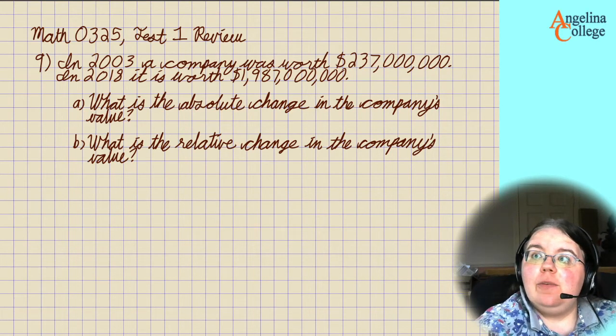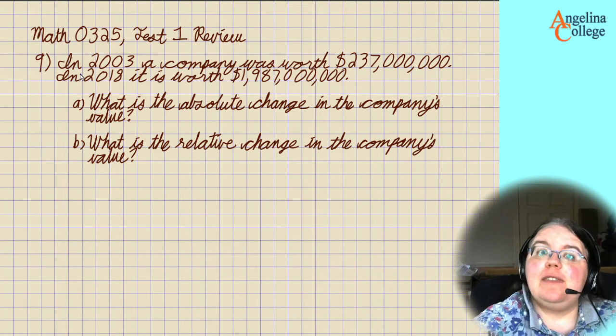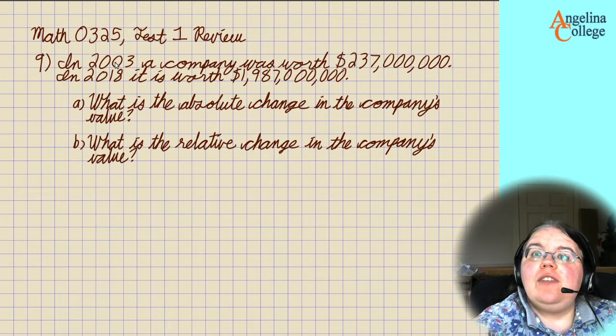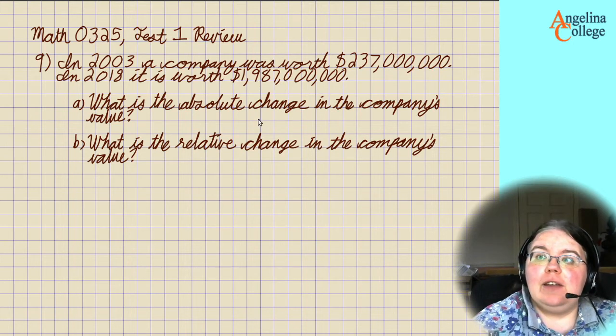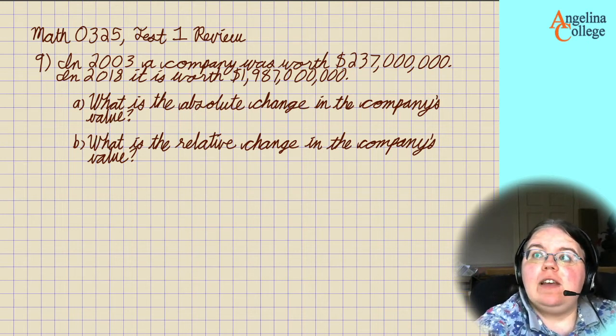In this video we're taking a look at the Math 0325 Test 1 review, specifically question 9, which says in 2003 a company was worth $237 million, and then in 2018 it is worth $1,987,000,000. We're asked to find two things about that. What is the absolute change in the company's value, and what is the relative change in the company's value?